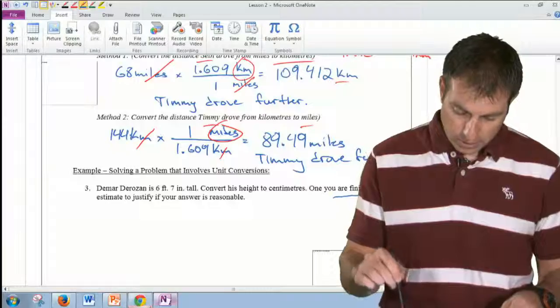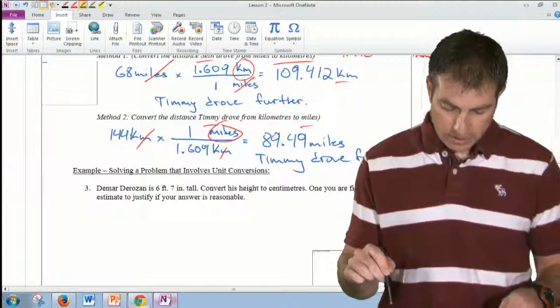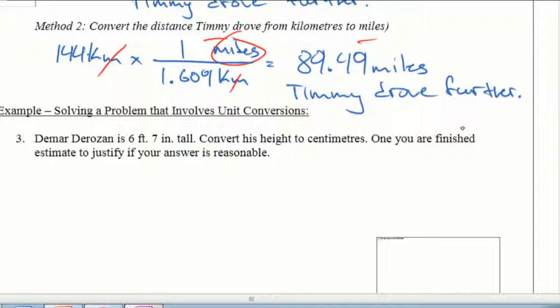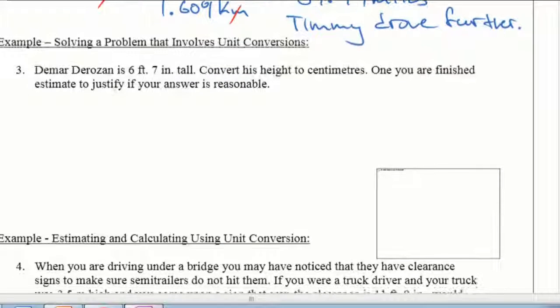All right, the next question. DeMar DeRozan, basketball player, 6 feet 7 inches tall. Convert his height to centimeters, and estimate to justify your answer to see if it's reasonable. It's always a good habit to take a second and think about your answer. Does your answer make sense? So that's where we're at here.